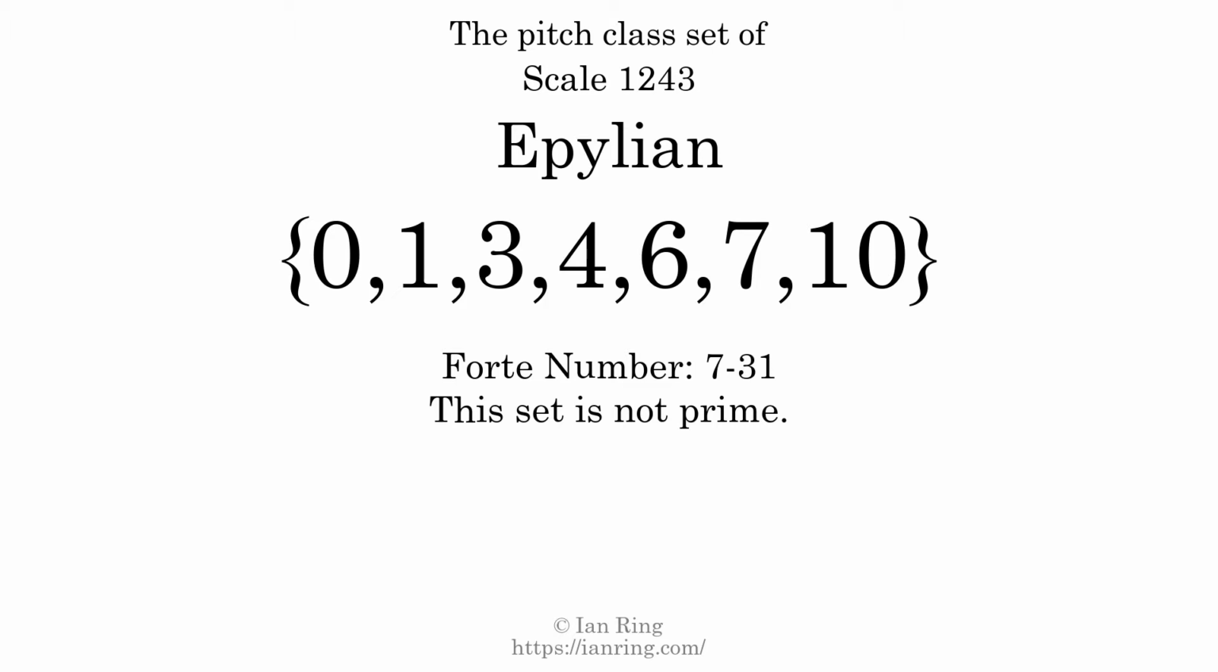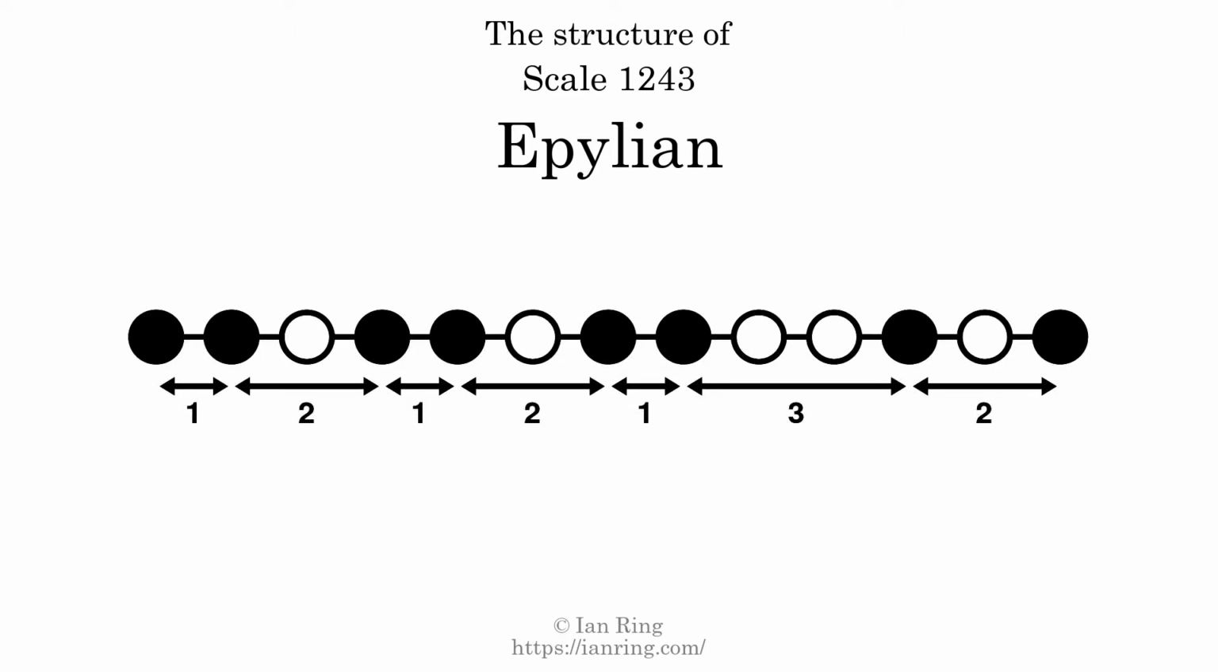This set is not prime. The structure of a scale is a description of the interval distance between each successive tone. This scale has a structure of 1 2 1 2 1 3 2.